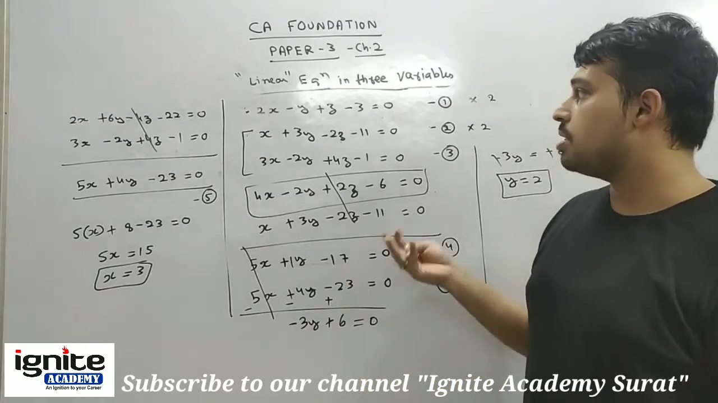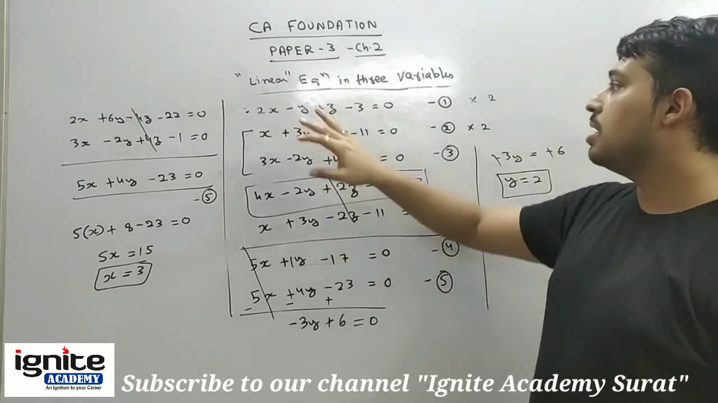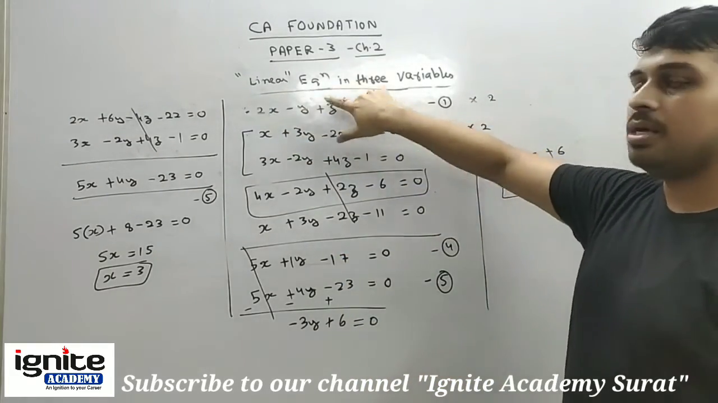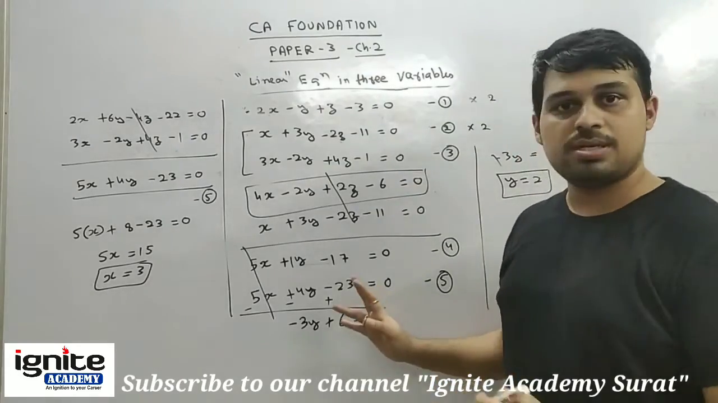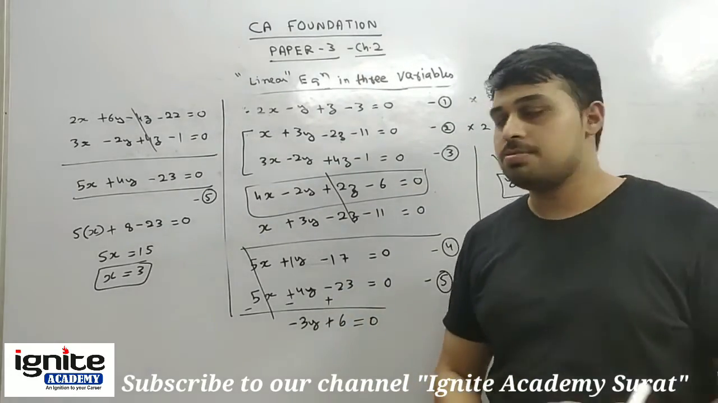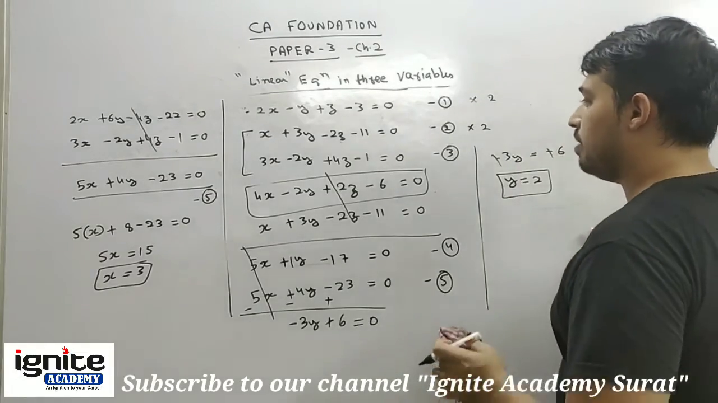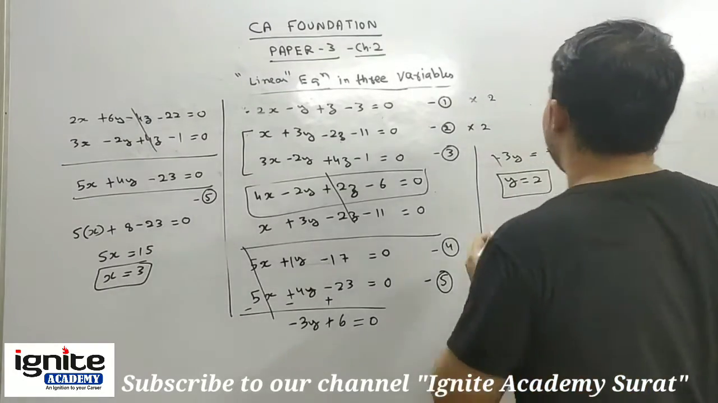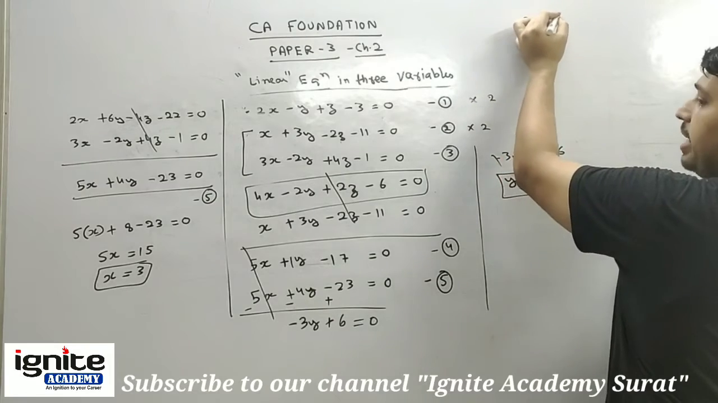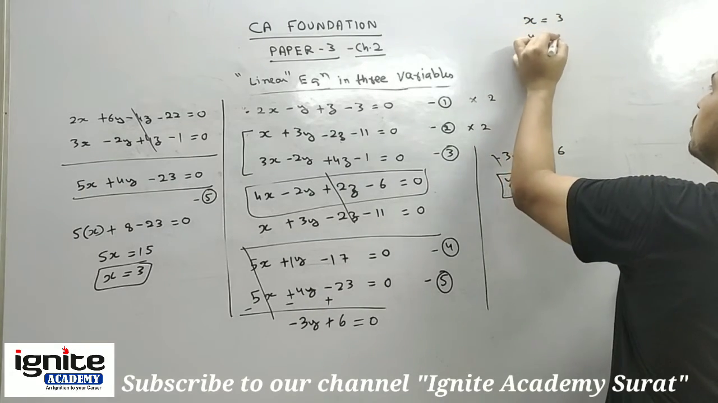Done. So this is the method of elimination in case the linear equations are given in three variables. So I hope this is clear. Now we can move further to the cross multiplication method. Again we will take the same example, but we will solve it using the cross multiplication method. We got x equal to 3, y equal to 2.